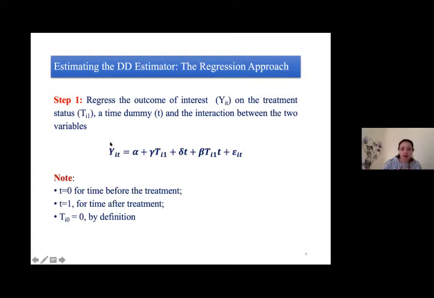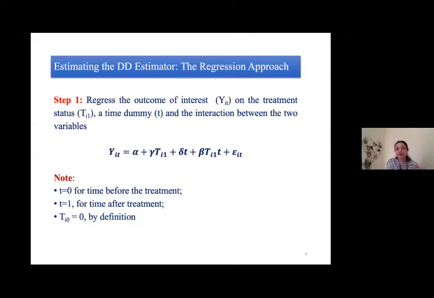So it will take this form. Y_it, our outcome of interest for individual i at period t, equals alpha, our constant term, plus gamma T_i1, which, as we said, equals 1 if the individual is treated in 2019, 0 otherwise. And keep in mind that T_i0 is 0 by definition. All individuals, treated or not treated, have their capital T equal to 0 at period 0.